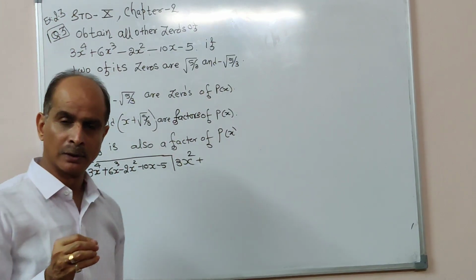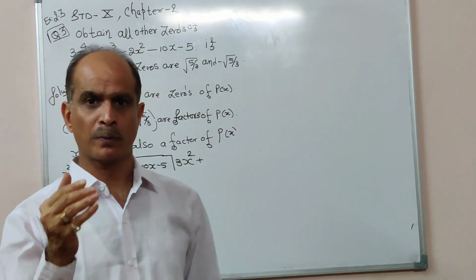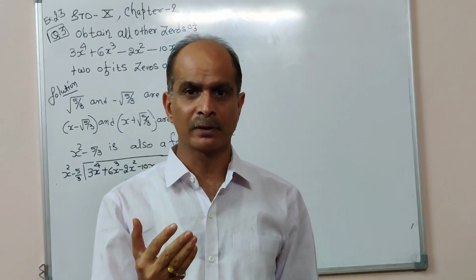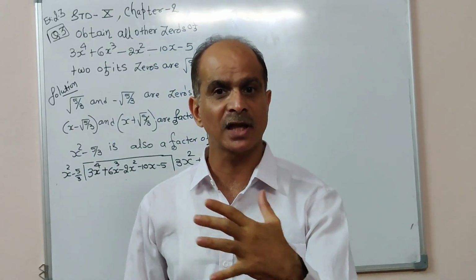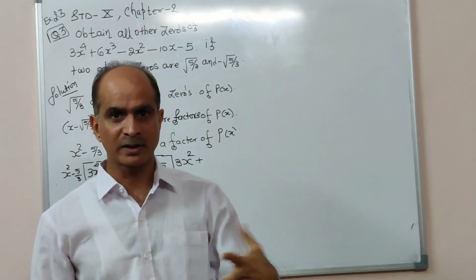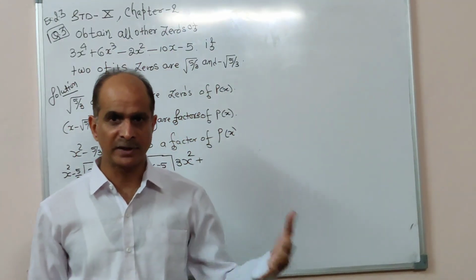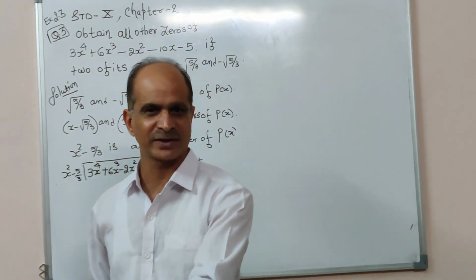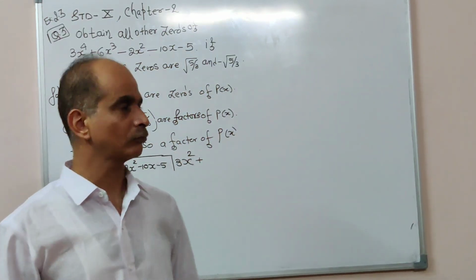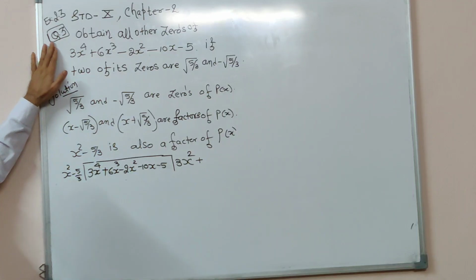As you know, exercise number 2.3 contains concept number 11, that is the division algorithm. You know what the division algorithm is? Dividend is equal to divisor into quotient plus remainder. So let me start to solve example number 3.